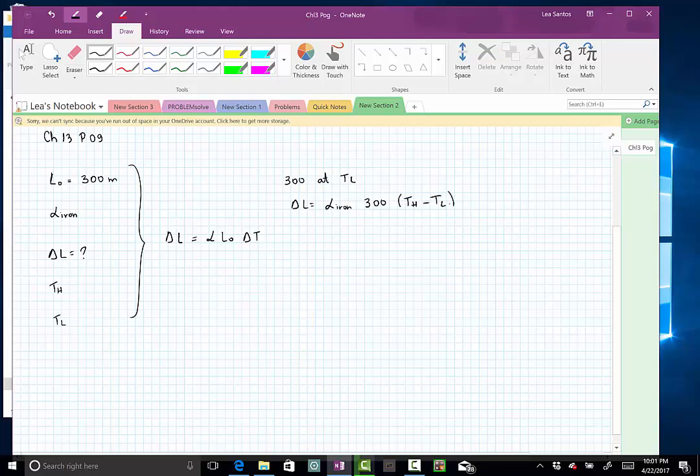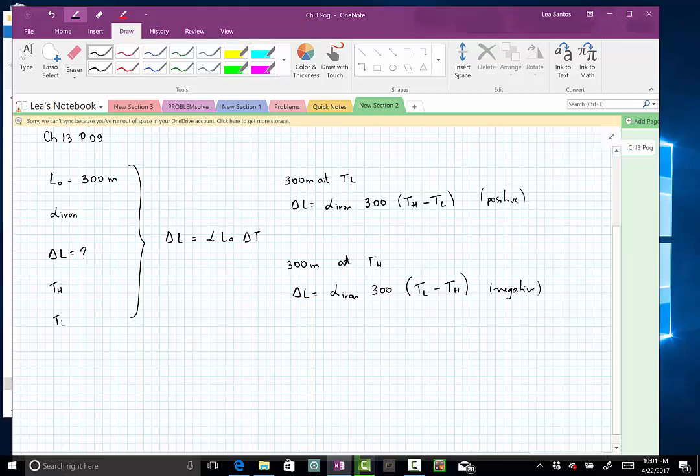But if you assume that the 300 meters is at the high temperature, okay, then you're going to solve this equation. Delta L is equal to alpha multiplied by 300, and then your final temperature will be the low one, while the initial is going to be the high one. So what is going to happen here? This will give you a negative number. Okay? While if you use the equation on the top, you're going to get a positive number.